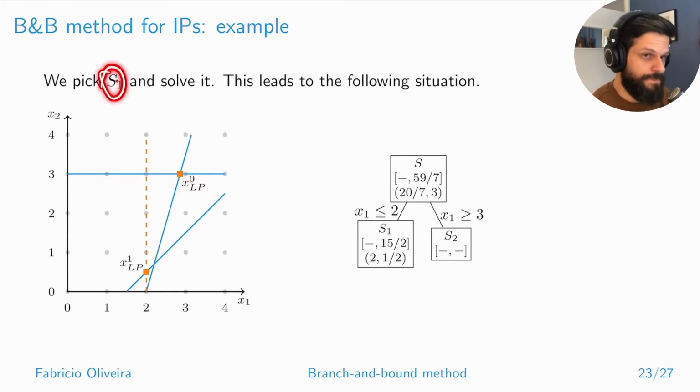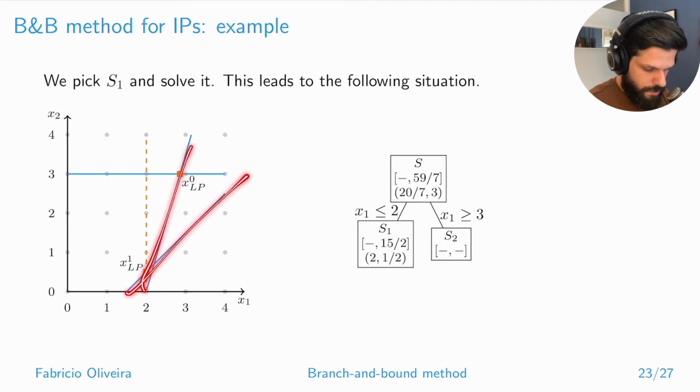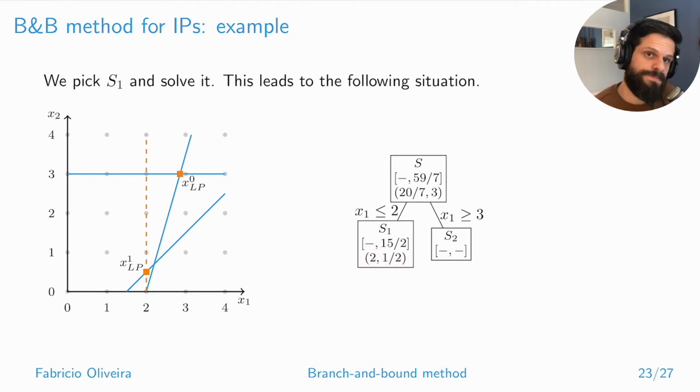So let's pick S1, and that would lead us to the following situation. Remember that S1 is my original problem, so basically it's these 3 constraints from my original LP relaxation plus this constraint that says that x1 is less or equal than 2. So that leads me to this new LP relaxation value here, which is integer in x1, but is not integer on x2. So because this is not integer, I just get a dual bound of 7.5 with 2.5 as a solution, right?